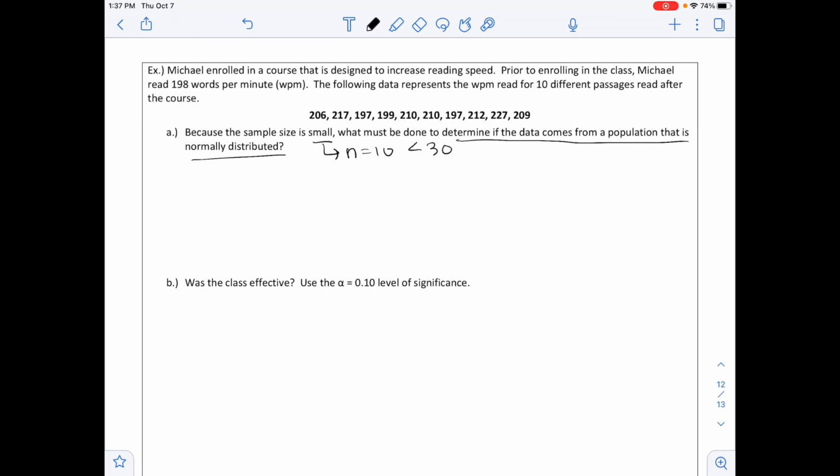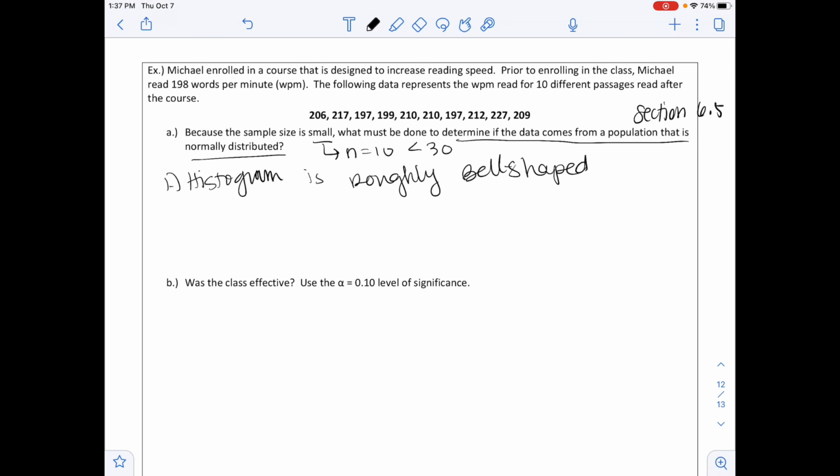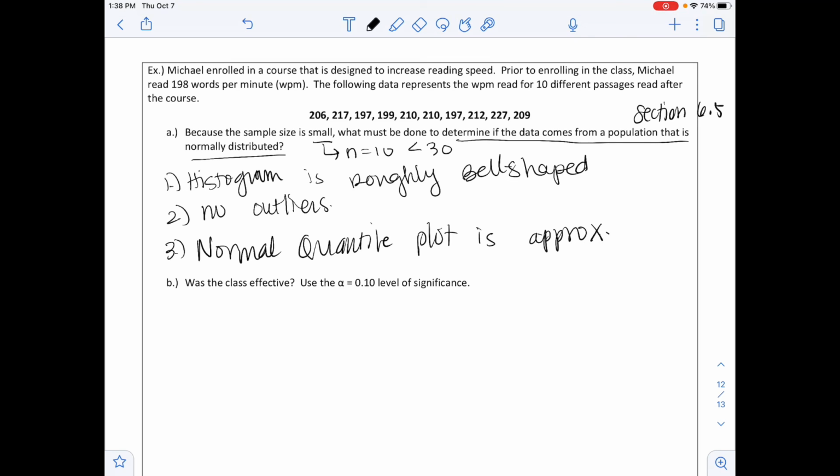So there's three things back in section 6.5. I'll put down section 6.5. And we have to do this for our own personal projects. The first one is that we would make a histogram, and our histogram needs to be roughly bell-shaped. And we could do that with those numbers. So roughly bell-shaped. Second thing, we are not allowed to have many outliers. So I'll put down they should not have any outliers. Usually allowed to have like one. The third one is that our normal quantile plot needs to be approximately a straight line.